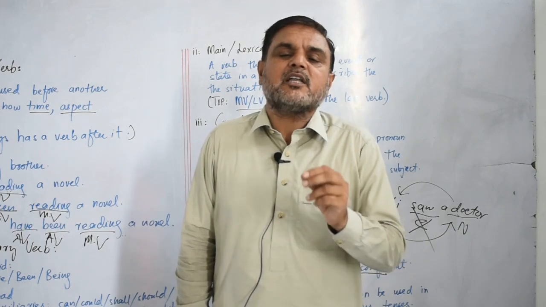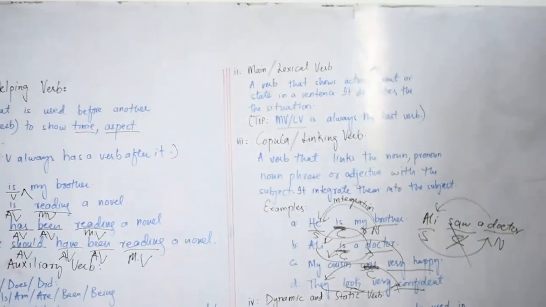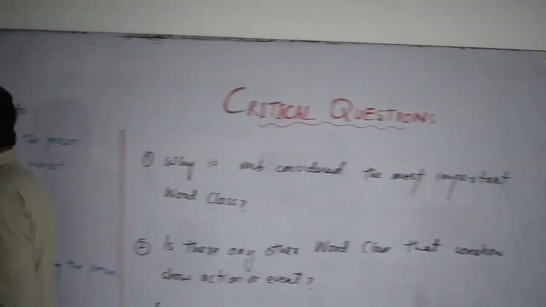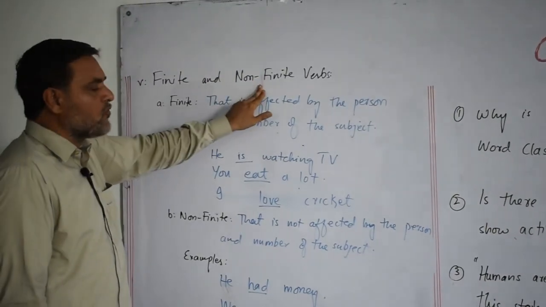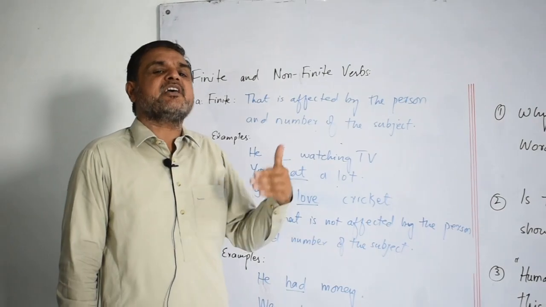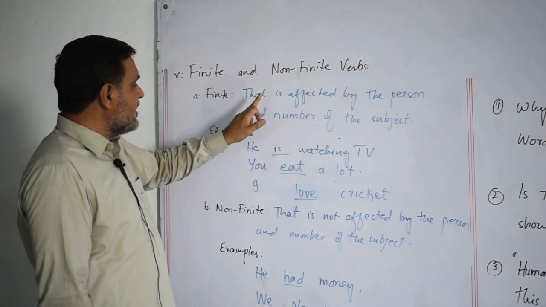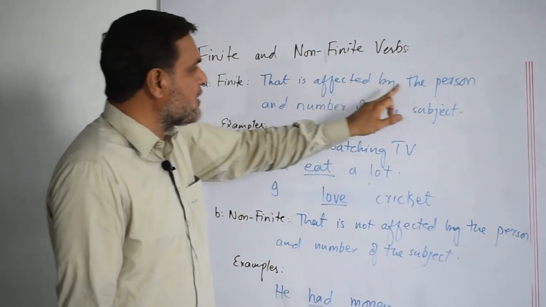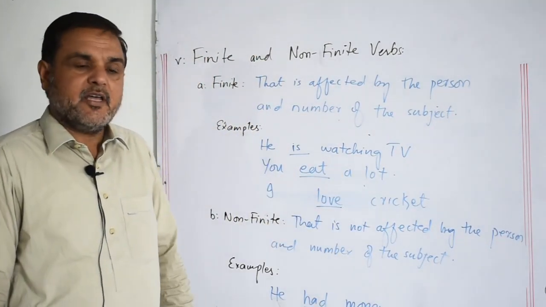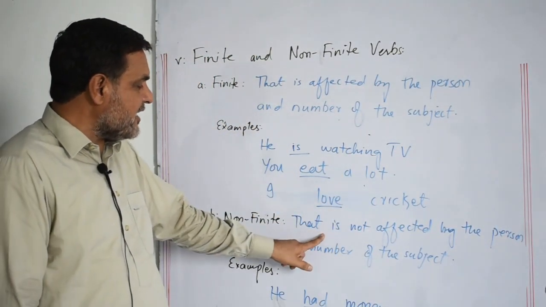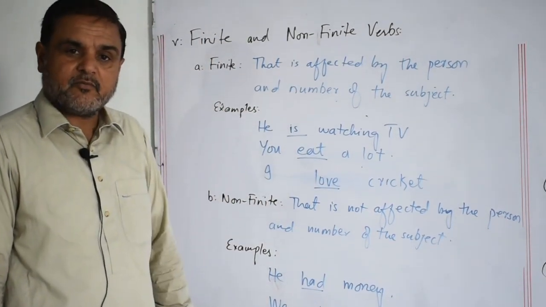Let's talk about the last kind of verb in the end, and it is here. It is finite and non-finite verb. Now the question is, what is a finite verb? Simple to understand. It's written over here: a verb that is affected by the person and number of the subject is called a finite verb. And a non-finite verb is the exact opposite, one that is not affected by the person and number of the subject.